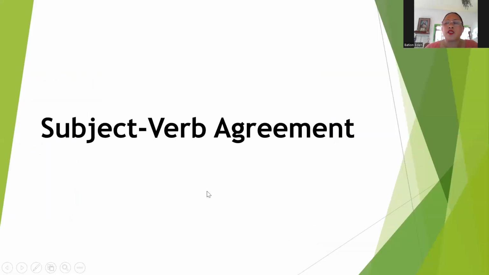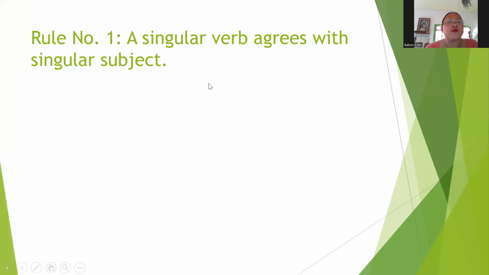So our lesson is about subject-verb agreement. Now, we understand that there are many rules in the subject-verb agreement, but let us start with the basic rule. So, rule number one, a singular verb agrees with a singular subject. When we say singular verb, we are talking about a verb that usually ends in S in the third person singular. And when we say a singular subject, normally a noun that does not have an S. So it means it refers to only one.